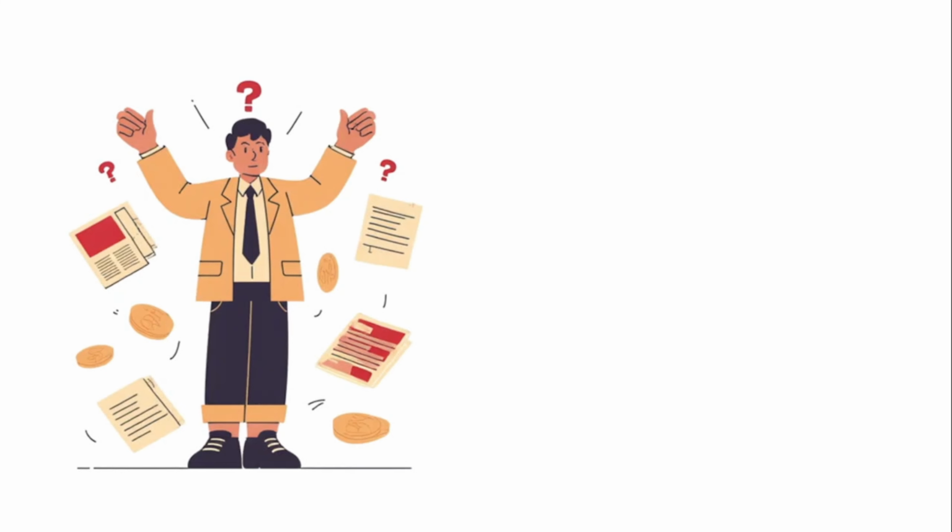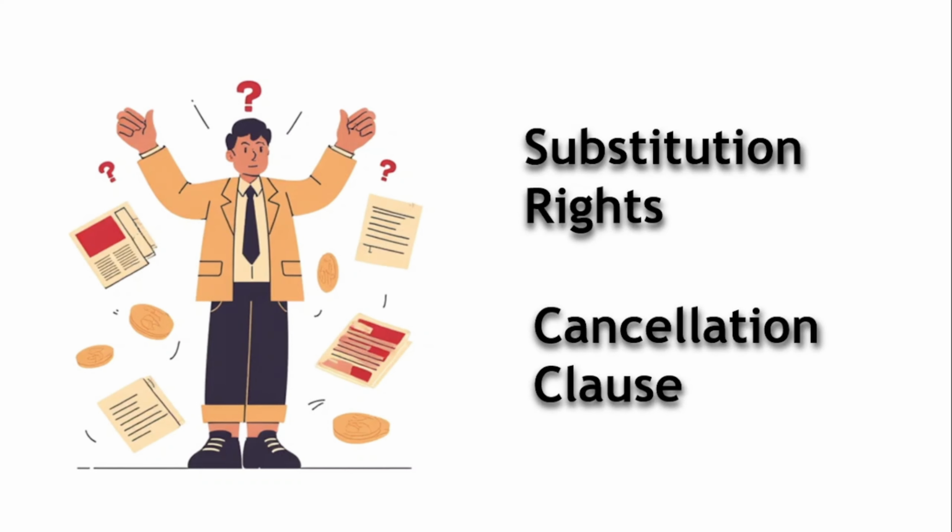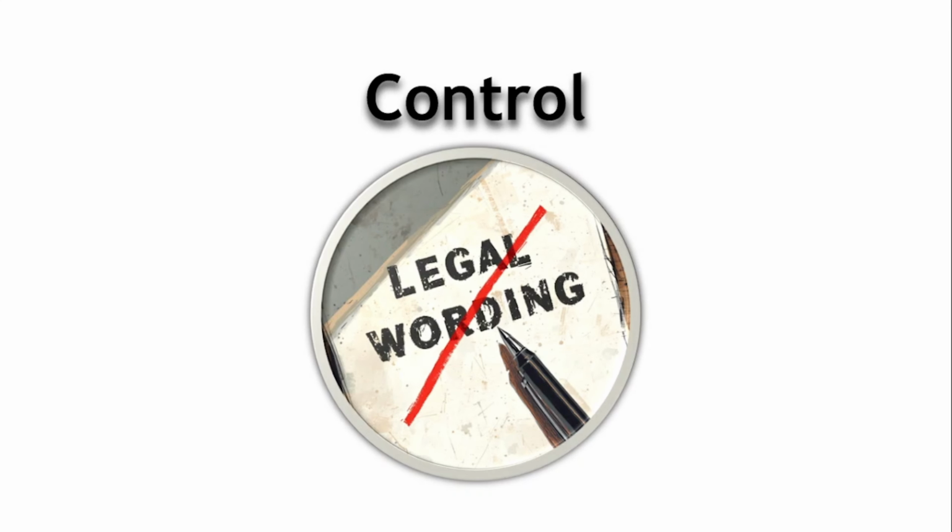Most confusion arises around substitution rights and cancellation clauses. If a supplier has a theoretical right to substitute an asset but no practical ability or economic incentive to do so, the asset is still identified. Similarly, cancellation or break options do not automatically prevent a lease from existing. The key point is this: control is assessed based on economic substance, not legal wording. If the customer directs how and for what purpose the asset is used, IFRS 16 treats that as control.